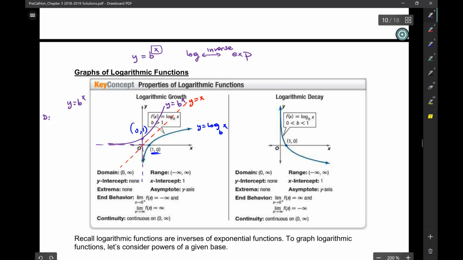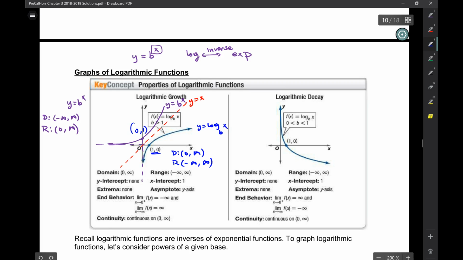All real numbers. B to the x, what was the range? 0 to infinity. For the logarithm in the blue, what's the domain? Domain is 0 to infinity, and the range is all real numbers. So what happens? Just as inverses do, the domain and range will switch.